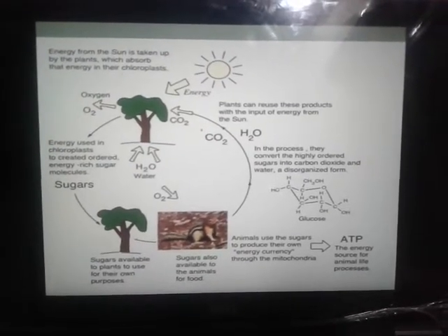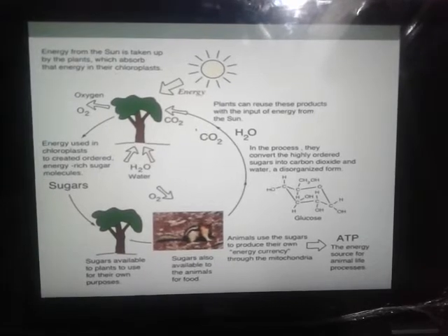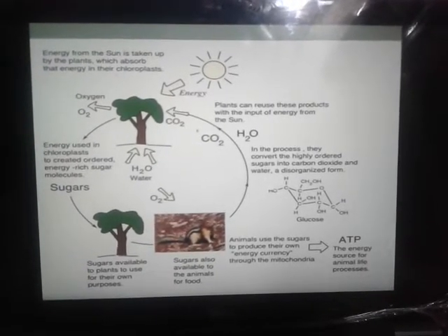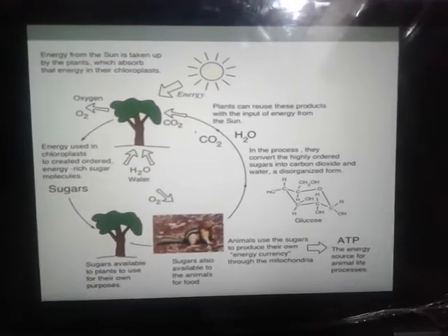Plants can reuse these products with the input of energy from the sun. In the process, they convert the highly ordered sugars into carbon dioxide and water, a disorganized form.